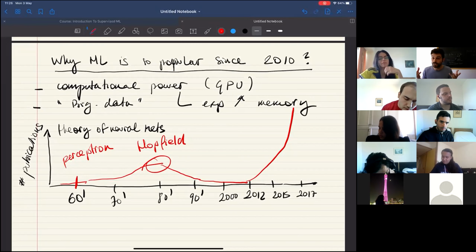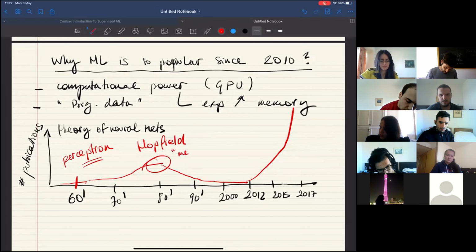a model of memory. Okay, so it's a rather complex neural network, much more complex than the perceptron, that is able to store patterns and, according to some dynamics, to recover these patterns. Okay, so that was the first connection also with neuroscience, okay?